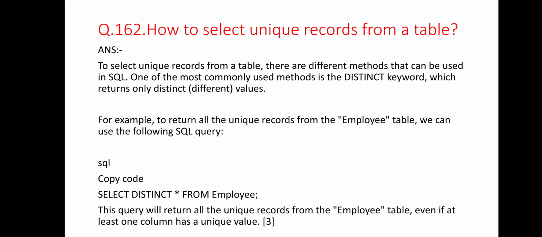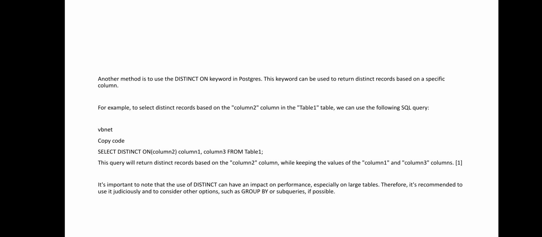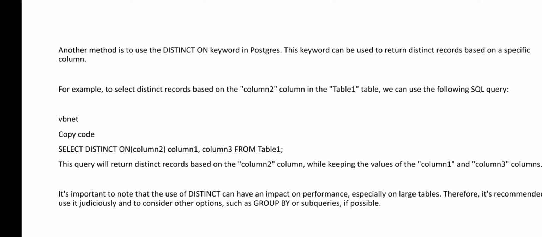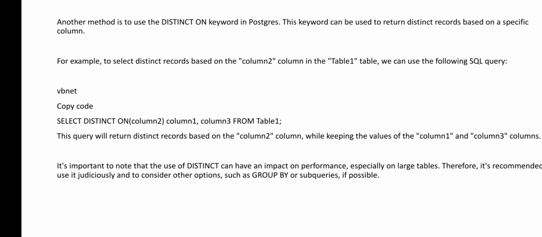This query will return all the unique records from the employee table, even if only one column has a unique value. Another method is to use the distinct on keyword in Postgres. This keyword can be used to return distinct records based on a specific column. For example, to select distinct records based on column 2 in table 1, we can use the following SQL query: select distinct on column 2 column 1, column 3 from table 1.